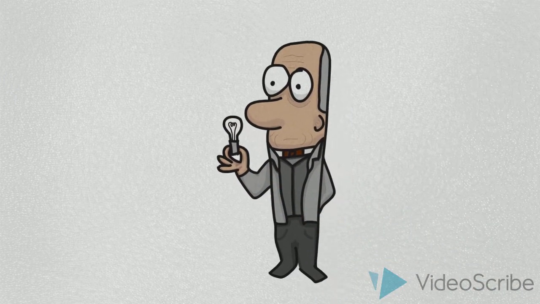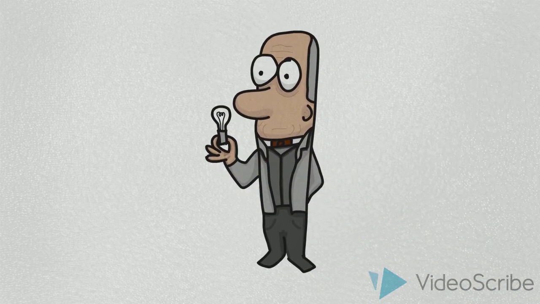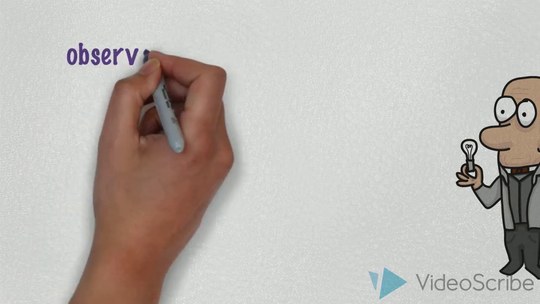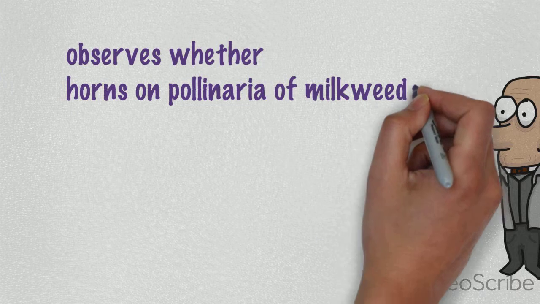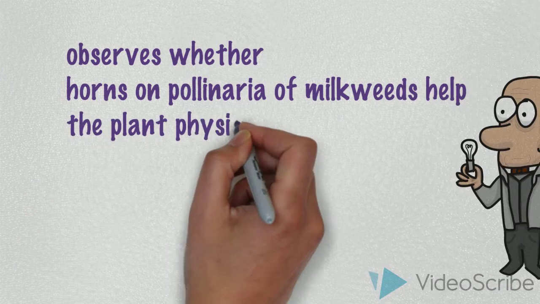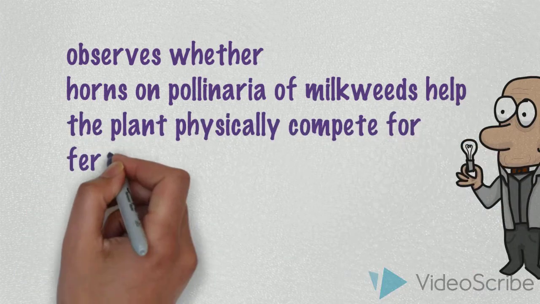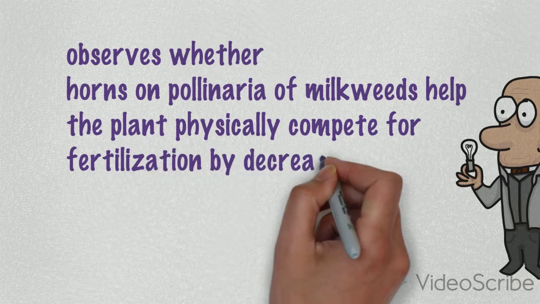This experiment, performed by Dr. Andrea Cocucci, observes whether horns on pollinaria of milkweeds help the plant physically compete for fertilization by decreasing the probability of concatenation, or becoming intertwined.